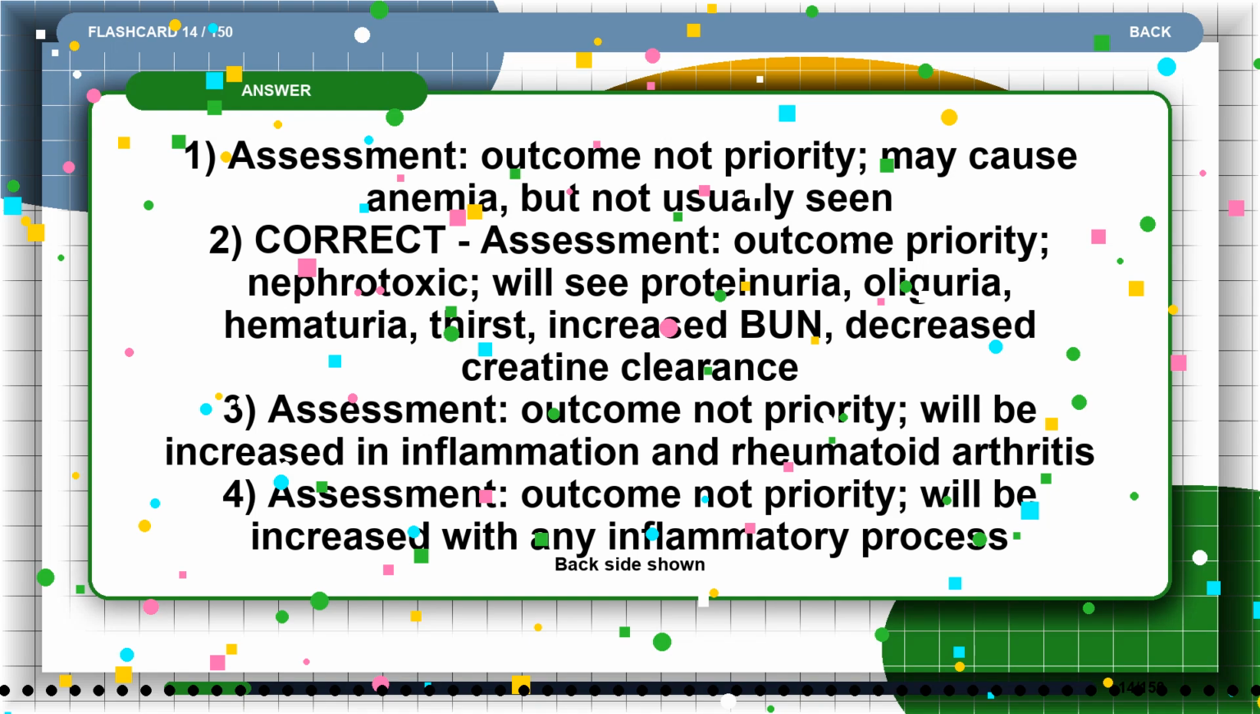The answer is 1. Assessment. Outcome not priority, may cause anemia, but not usually seen. 2. Correct assessment. Outcome priority. Nephrotoxic; will see proteinuria, oliguria, hematuria, thirst, increased BUN, decreased creatinine clearance. 3. Assessment. Outcome not priority, will be increased in inflammation and rheumatoid arthritis. 4. Assessment. Outcome not priority, will be increased with any inflammatory process.